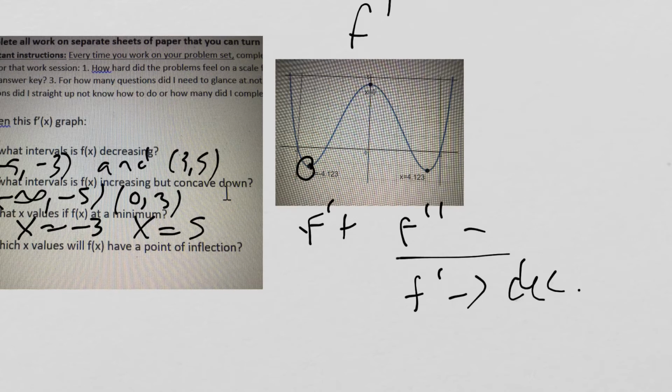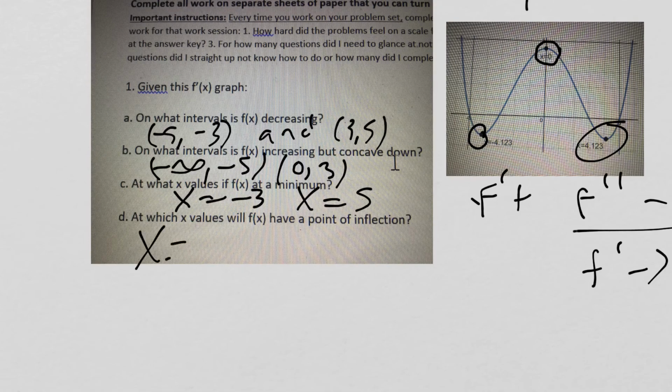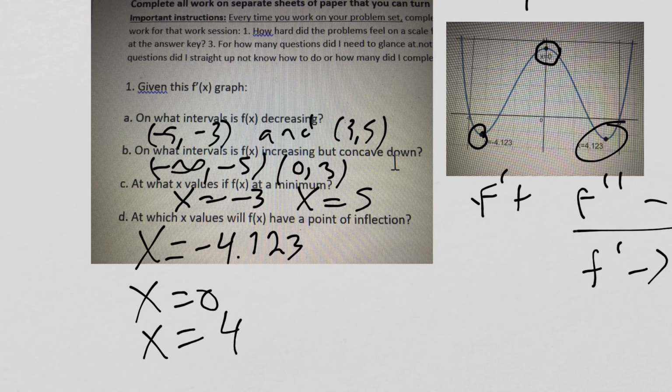And then f prime is increasing then decreasing. So f double prime goes from positive to negative. Again, looking at the slope of f prime here. And then we're decreasing then increasing right there. So we're looking just for the mins and maxes of f prime. So it's x equals -4.123, x equals 0, and x equals +4.123.